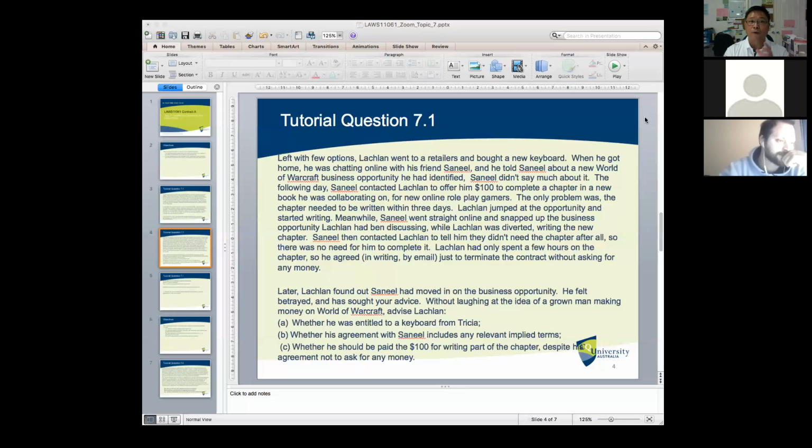In terms of Lachlan, giving up his $100, what does Lachlan get out of it? What is the consideration for Lachlan's offer to Sanil to give up the $100? So Sanil could have made consideration if he had said, well, you've done this amount of work, so how about I pay you $50? Yes, possibly.